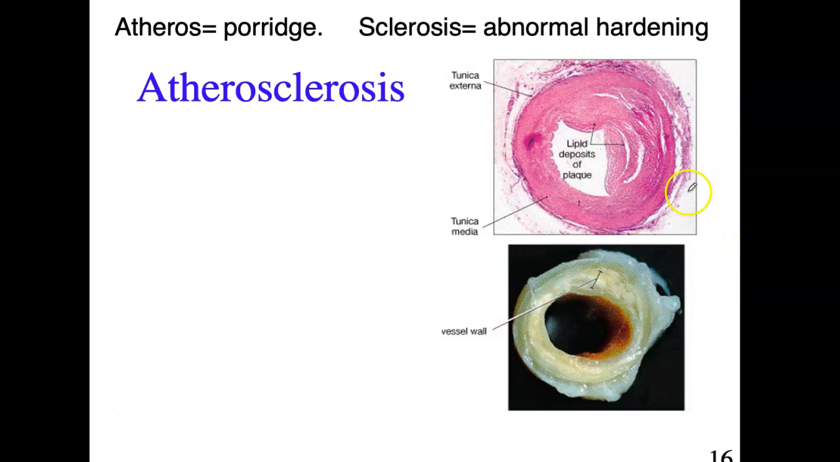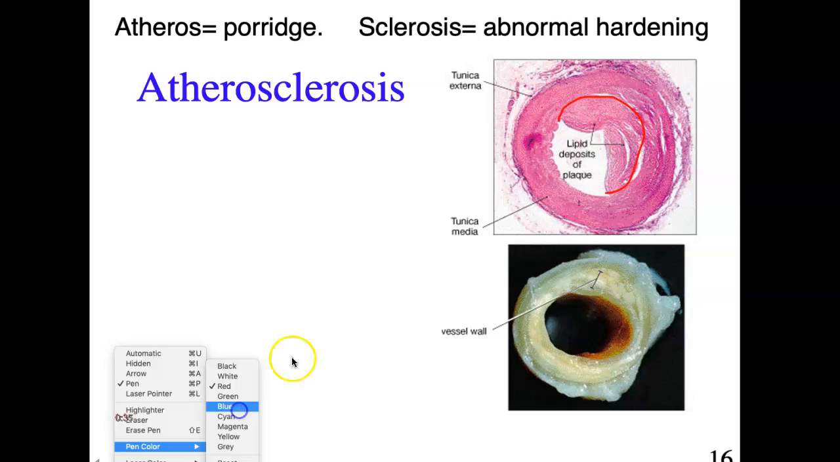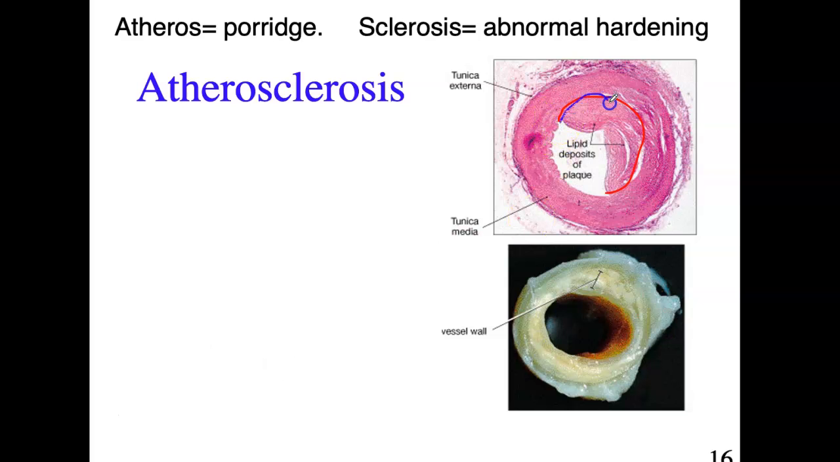So look at this vessel here. It should have a lumen that is completely open like this. Let me change the pen color here. If you went to blue, you'd be able to see that it should be open like this, and instead, you have all this deposit here of this plaque.